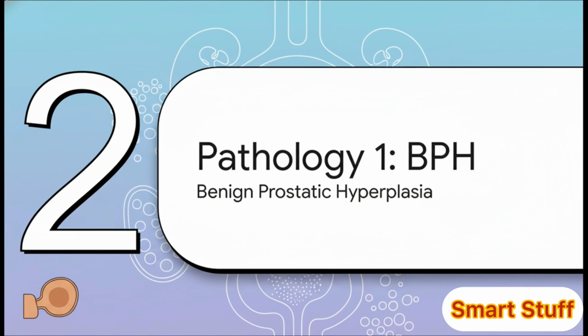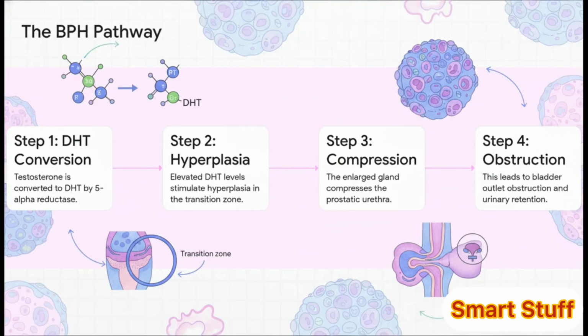So that brings us right into our first major pathology, benign prostatic hyperplasia, or BPH. You are going to see this constantly in your older male patients. It's incredibly common. The pathway here is actually pretty straightforward. It's a clear chain of events. First, that 5-alpha reductase enzyme gets to work, converting testosterone into DHT. All that extra DHT then tells the prostate cells to multiply, what we call hyperplasia, and this happens mostly in a specific area called the transition zone. As the gland gets bigger, it starts to squeeze the urethra, which runs right through it, and that squeeze is what causes the bladder outlet obstruction and all the problems that follow.